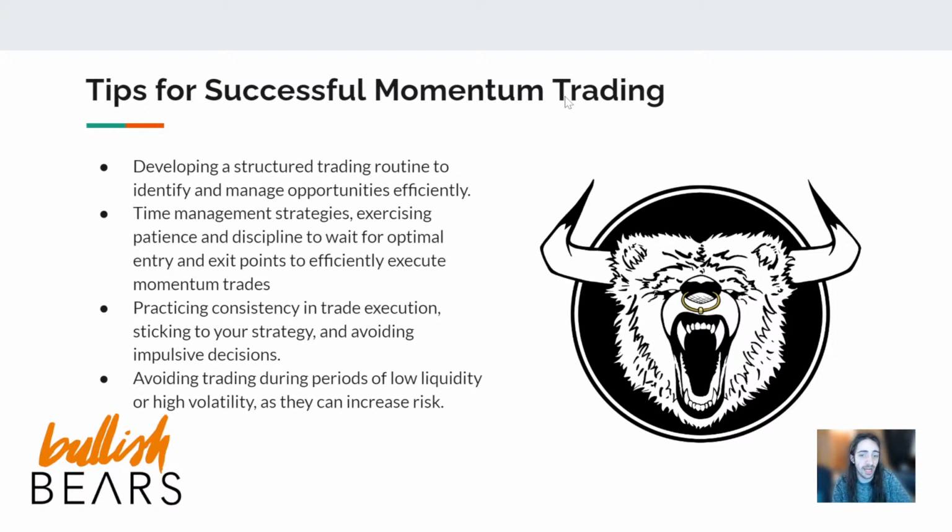So, time management strategies: exercising patience and discipline to wait for optimal entry and exit points to efficiently execute momentum trades. Remember, guys, once we're out of that range, more likely than not, if it wasn't a fake out, it's going to give us a strong trend. That range was a form of consolidation before we broke into trend, and we might see the moving averages, the 8 crossing the 20, or intraday that VWAP is starting to rise higher, which means volume is coming into the market as well.